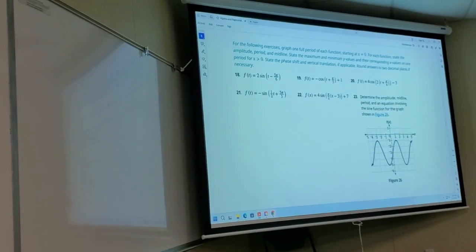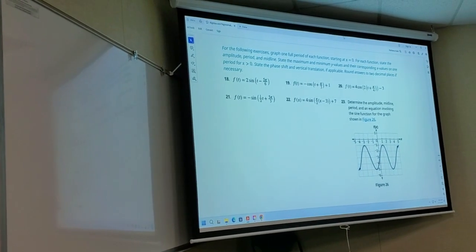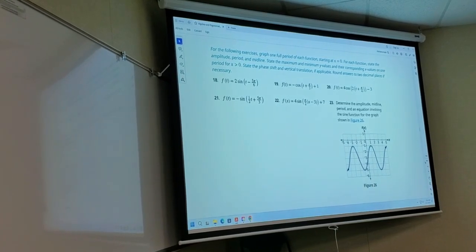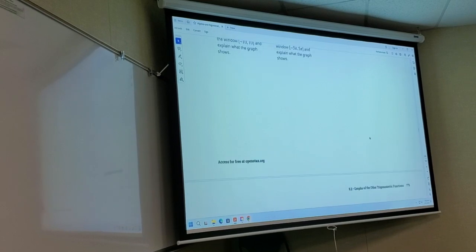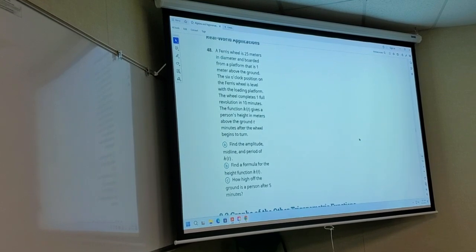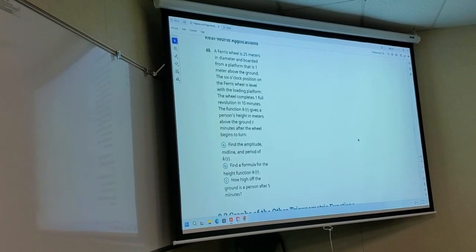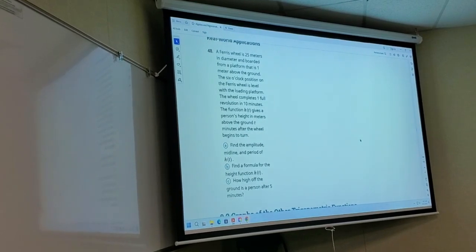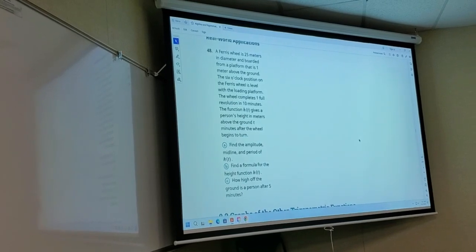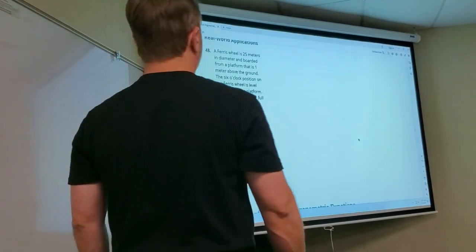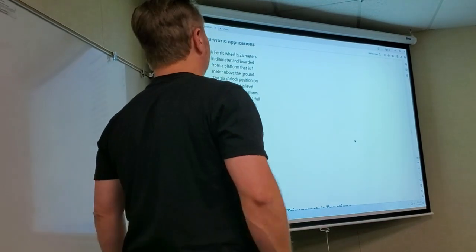The most exciting part of the class is watching me set up the camera. Okay. 48. Oh yeah, I got that. Oh yeah, this is one. This is a good example of a problem that's really pushing it, if I remember correctly. All right, gather all my belongings. Ferris wheel. Oh yeah, this is so good. Sorry. All right.